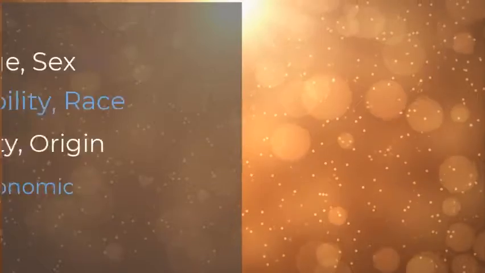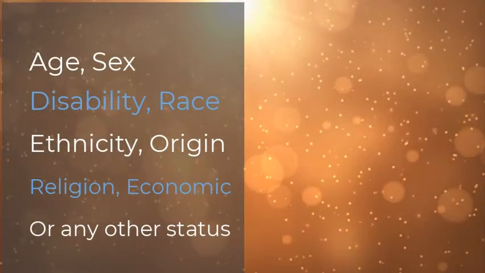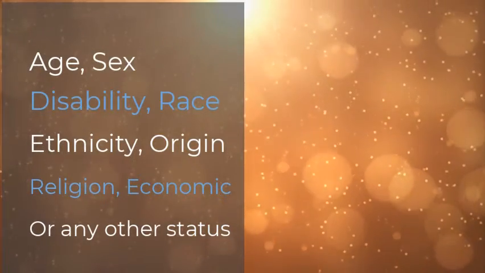The second goal of UNSDG number 10 is to promote the social, economic, and political inclusion of all, regardless of age, sex, disability, race, ethnicity, origin, religion, or economic or other status by 2030.